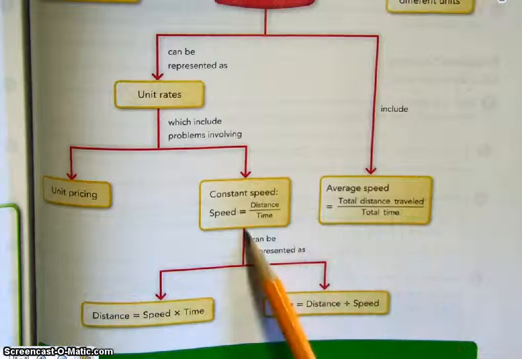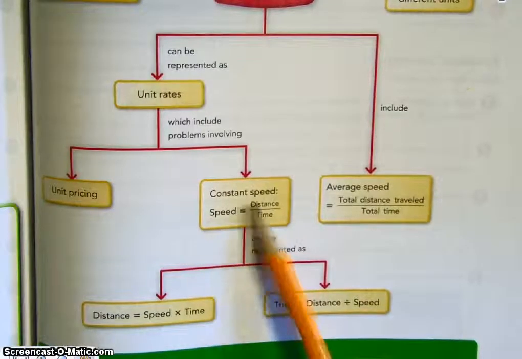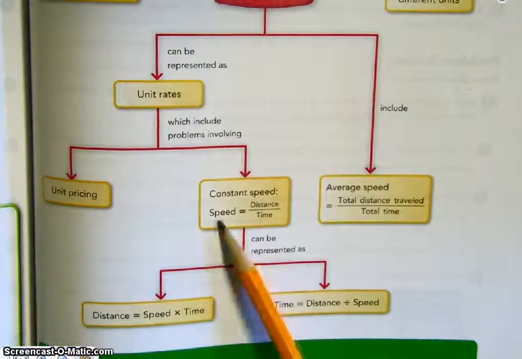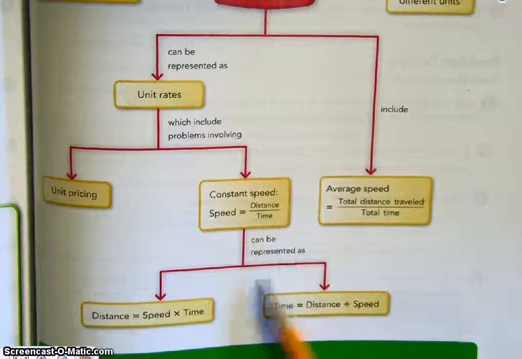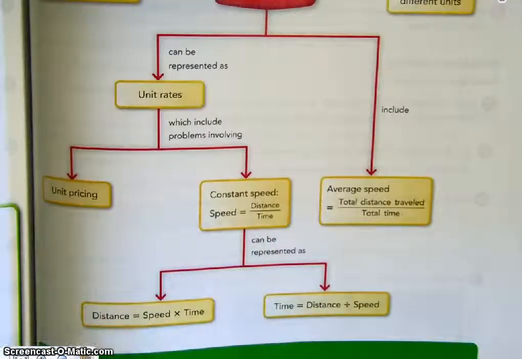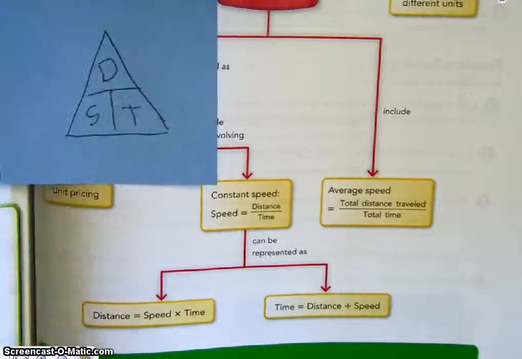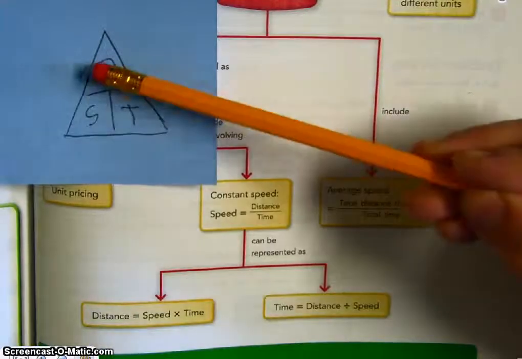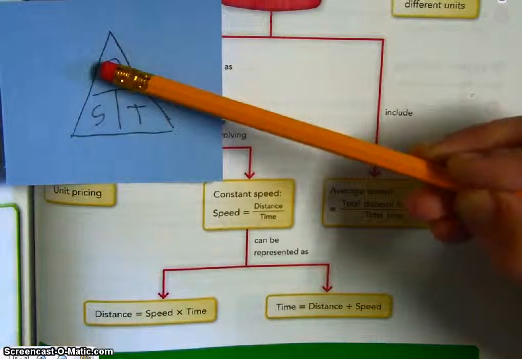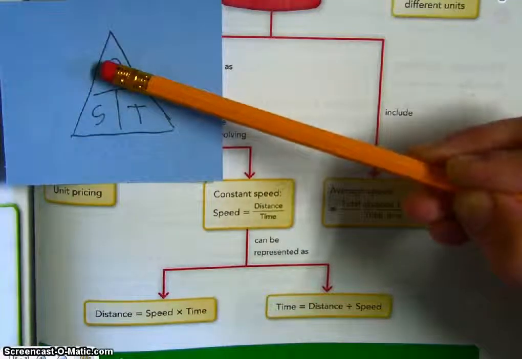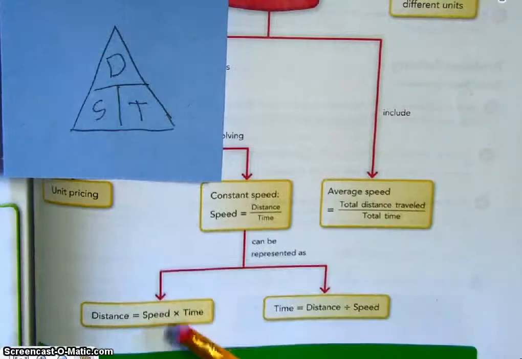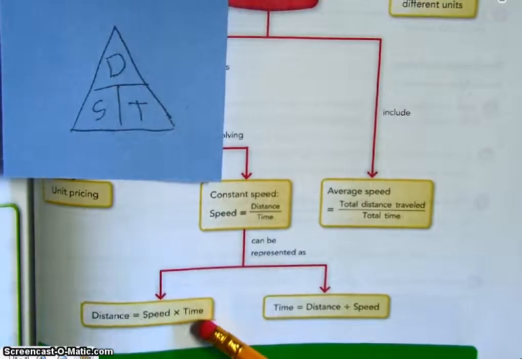So if we come down here to the constant speed, which is where we just do speed equals distance divided by time, it can also be represented like in our triangle as distance equals speed times time. So if they're asking us for distance, I cover up distance because I don't have that. And since they're side by side, I would use times, and I would say my speed times my time.